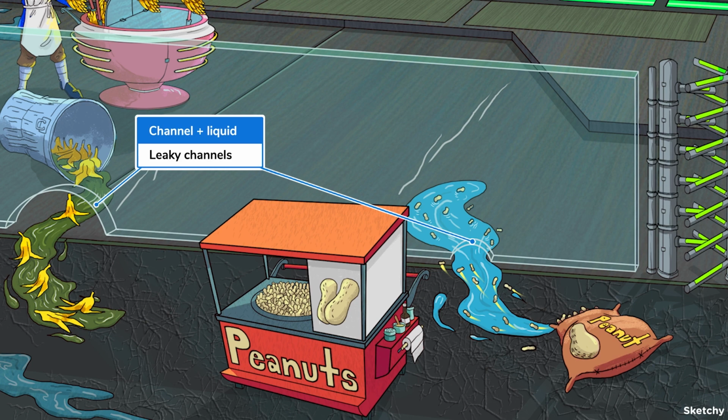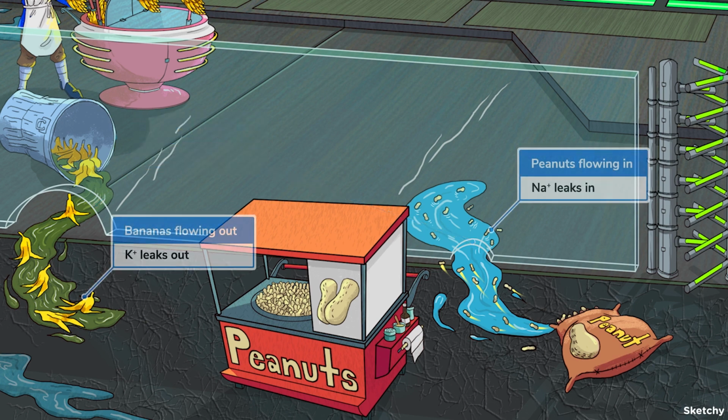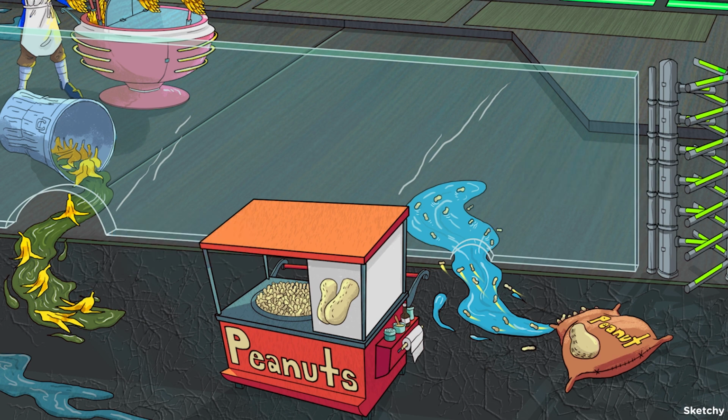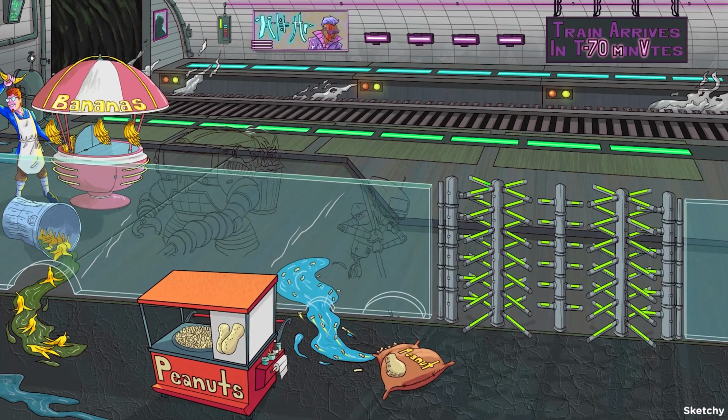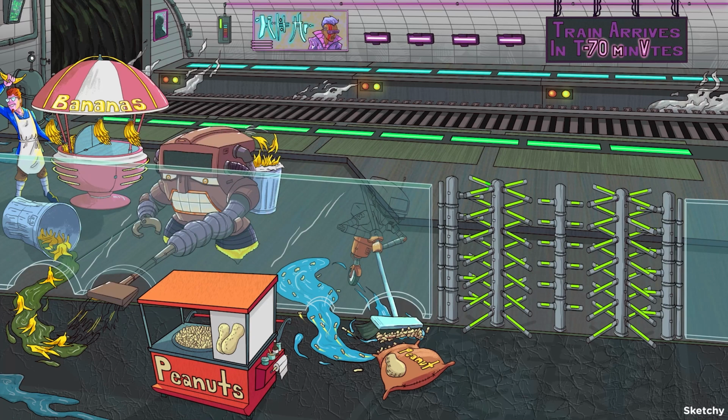Kind of like the stuff leaking through these openings. The banana sludge oozing out and peanut water trickling in through these holes in the barrier represent the flow of potassium ions out of the cell and sodium ions into the cell through leaky channels. Each ion brings a positive charge along with it when it diffuses across the membrane. This generates an electric gradient in the opposite direction of the ion's concentration gradient.